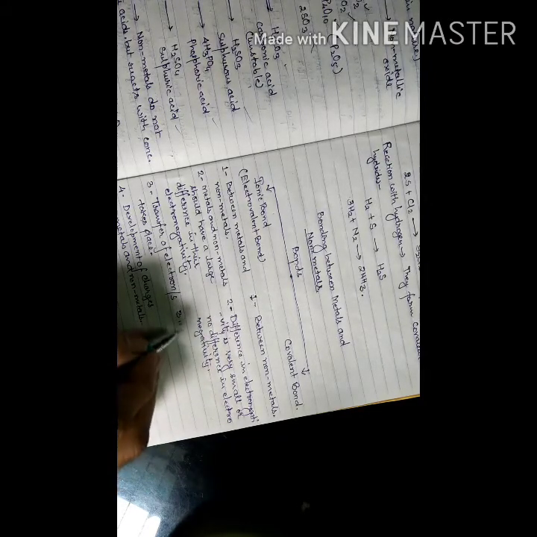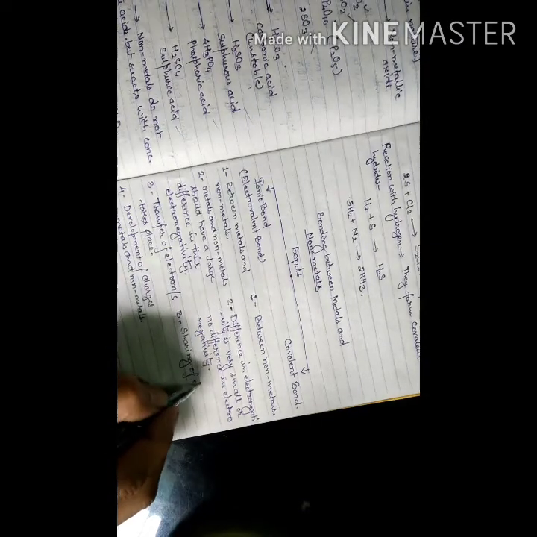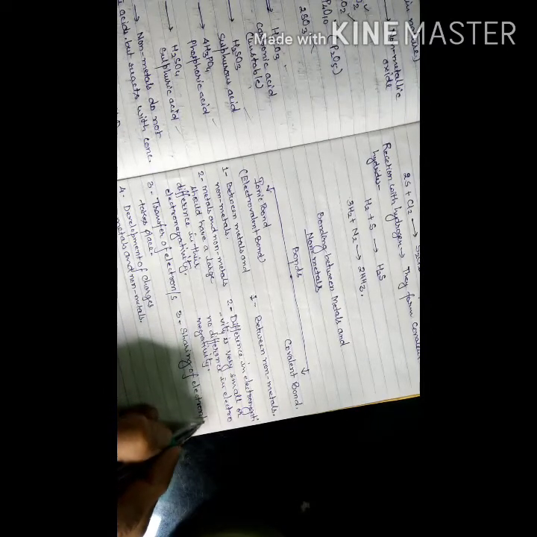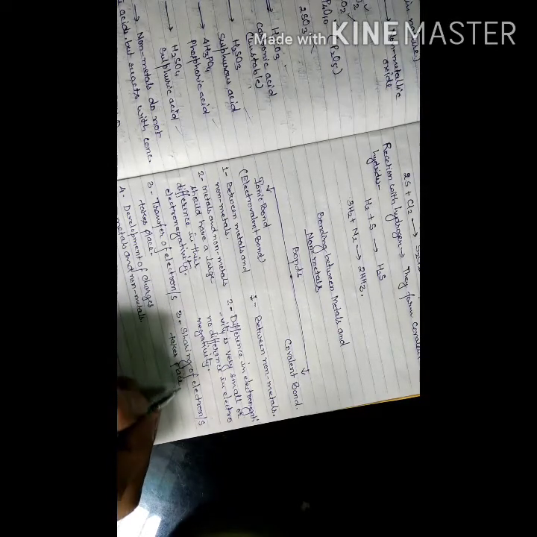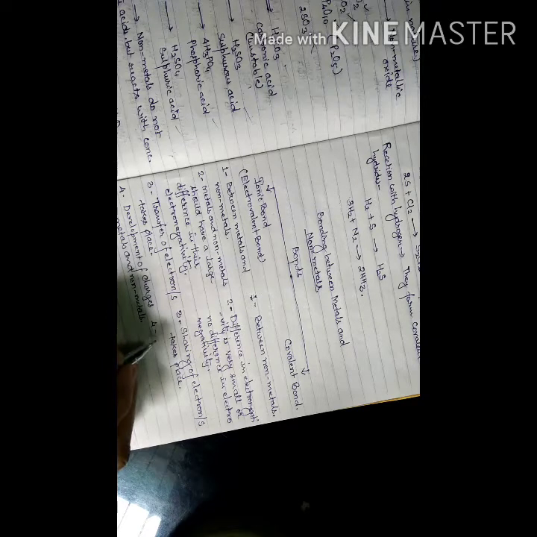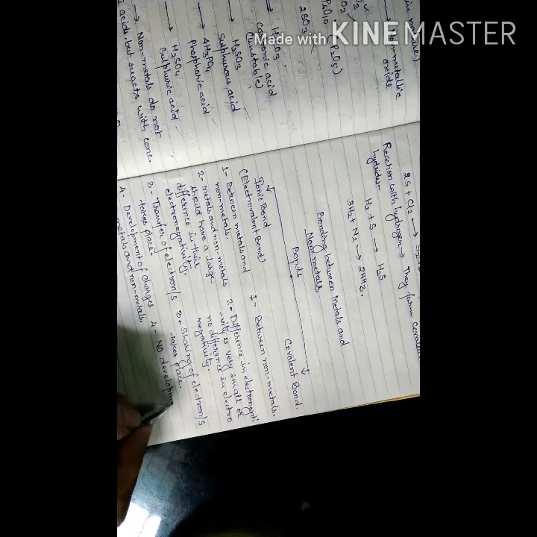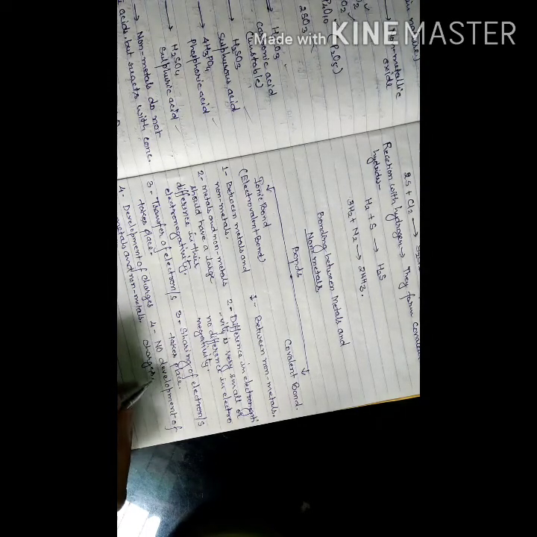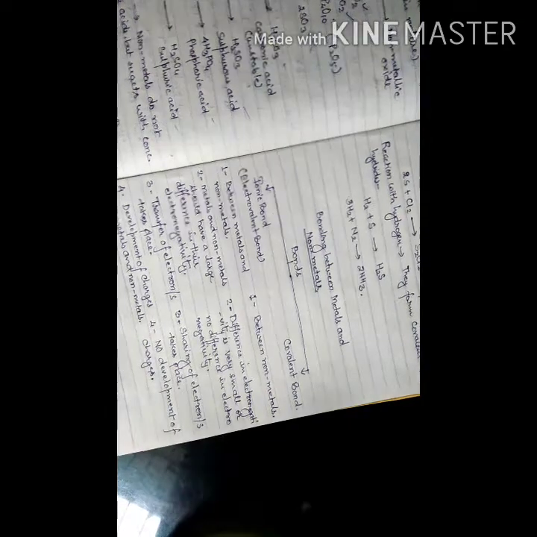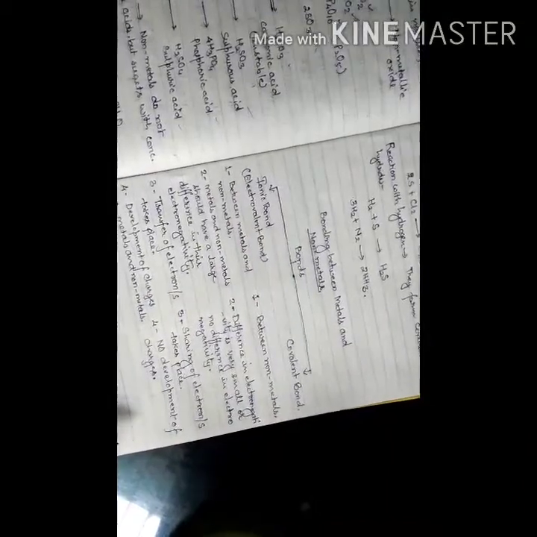The third is sharing of electrons takes place, and the fourth one is no development of charges. So there are four differences between the ionic and covalent bonds. Now we will discuss about the ionic bond.